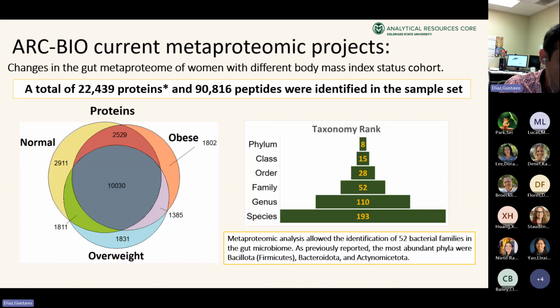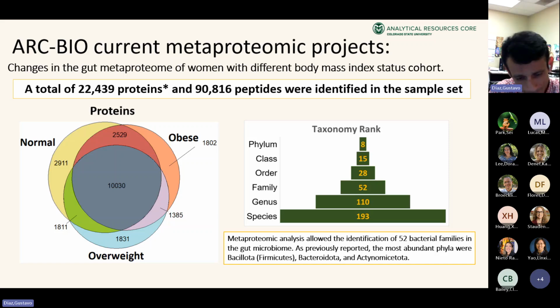So far, what we have been able to obtain is a nice number of proteins. This is a huge number of proteins out of a metaproteomic study, more than 22,000 proteins and more than 90,000 peptides. And you see on the left side there is a great deal of overlap of the proteins that we found, but there are some interesting proteins that are particularly linked to each of the states: obese, overweight, and normal. Over 1,500 proteins in each of the groups are proteins that are exclusively in those groups.